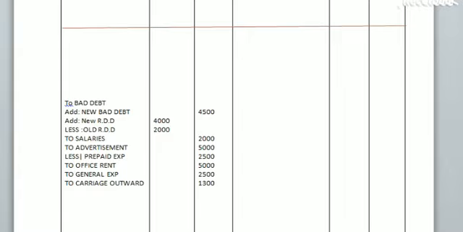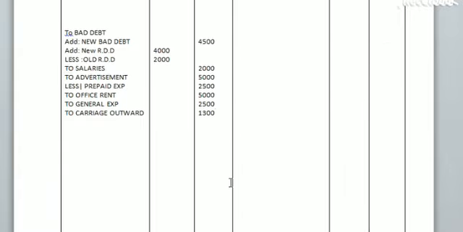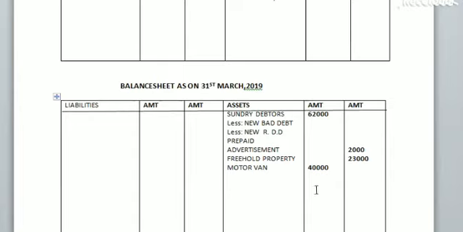And the last is plant and machinery on the debit side. After motor van, plant and machinery, the amount will come in the inner column. Amount is 13,800.